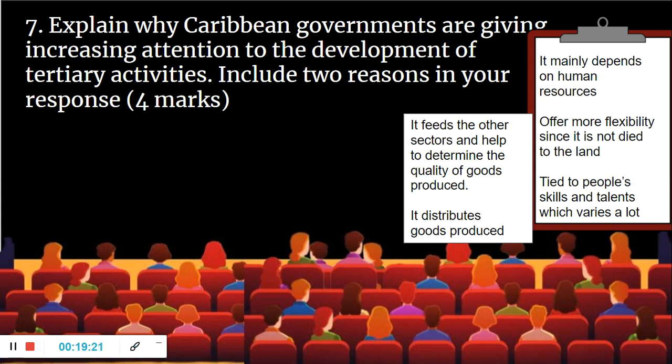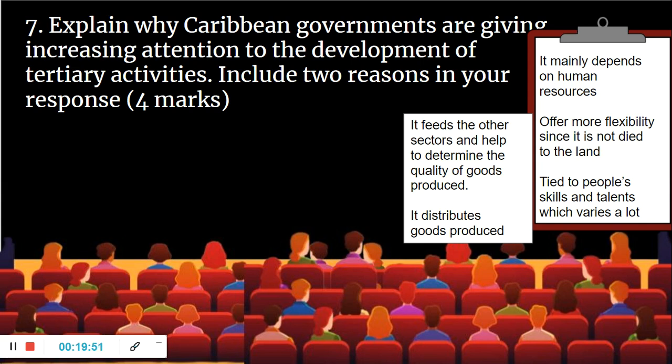Again, we could say that it is tied to people's talents and gifts. Ideas become very important in this type of industry, and so many ideas can be generated even within a day. So it is not as limited as physical resources.